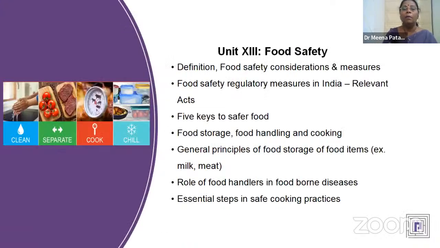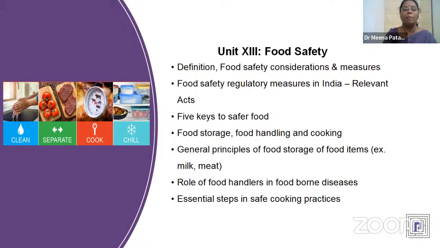Unit 13, food safety. It covers a definition, food safety considerations and measures, food safety regulatory measures in India, various acts or relevant acts, 5 keys to safer food, how to store food in a proper manner to preserve its nutrients at home and also commercially, how to handle food, what are the basic sanitation measures that we all must take, and while we are storing food, because nowadays more and more number of people are storing food in the refrigerators.